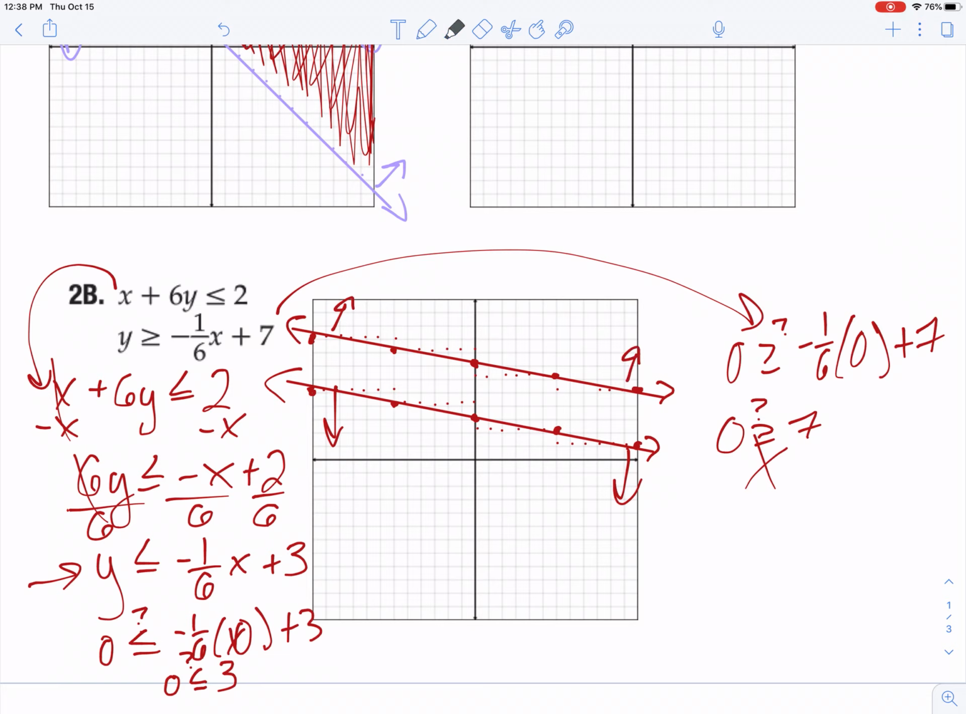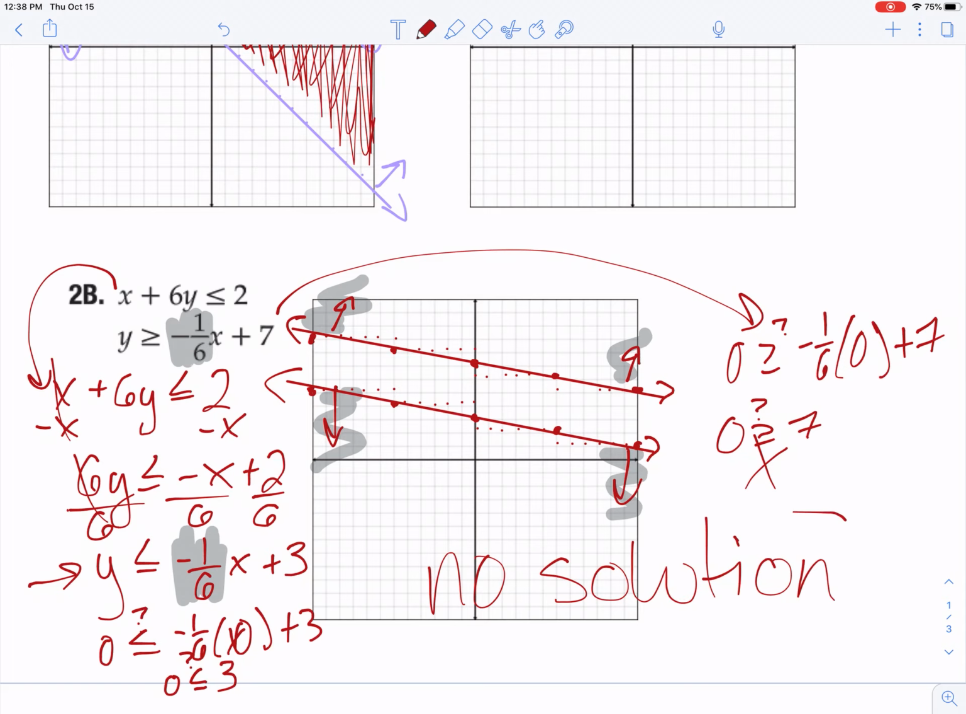I'm noticing something. These ended up having parallel slopes. So what that tells me is that these two lines are never going to intersect. Also, what I'm noticing is that they're shading away from each other. So if they're never going to cross and they're currently shading the other way, that means there's never going to be an intersecting shaded region, which means the answer is no solution.